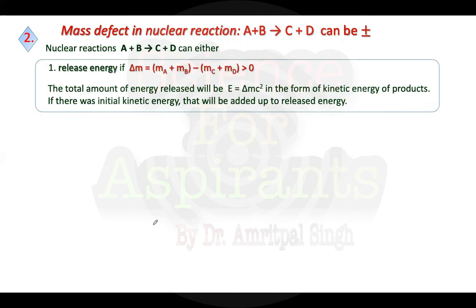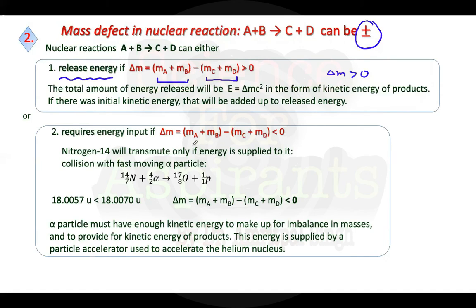So in a nuclear reaction, the mass defect can have a positive value or a negative value. If the delta M value is greater than 0, what does it mean? If the mass of reactants is greater than the mass of products, in that case the energy will be released. And if the mass of the reactants is less as compared to the mass of products, in that case we require energy in order to undergo this nuclear reaction.